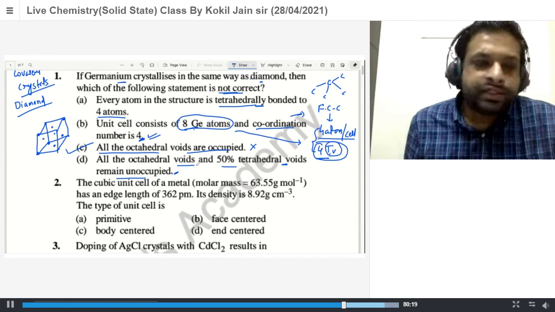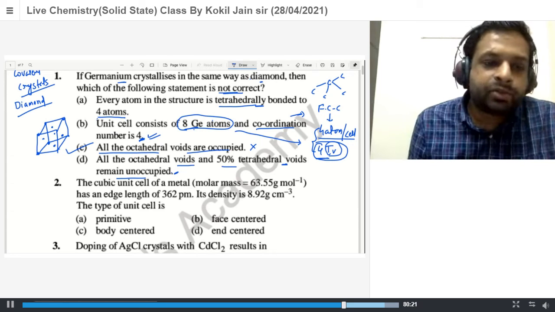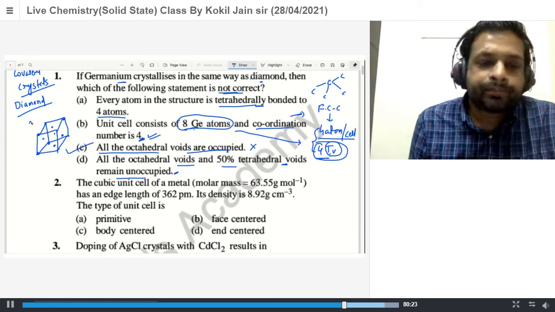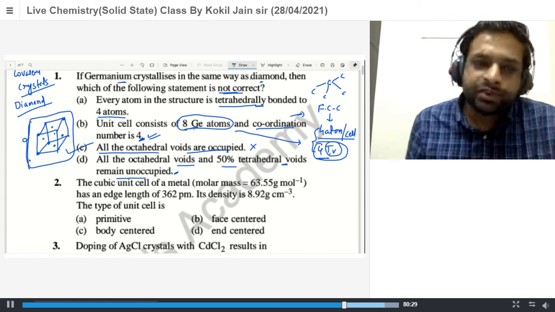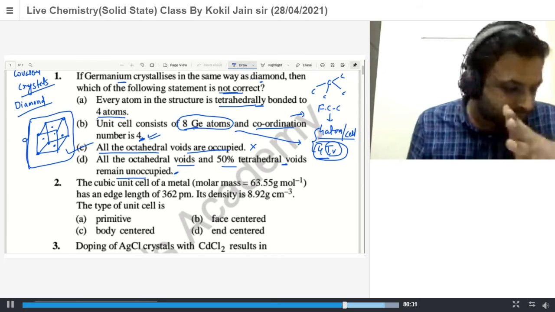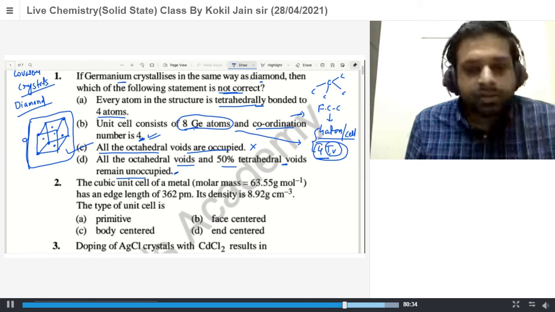So understand this thing about the diamond structure completely. Now you can solve any question related to diamond structure. Now let's see another question here.